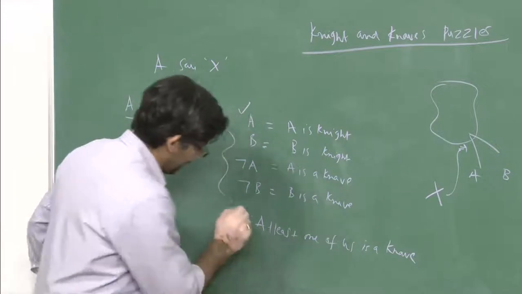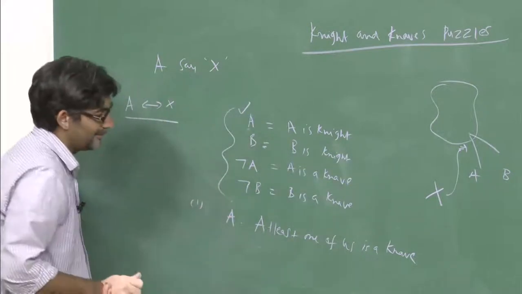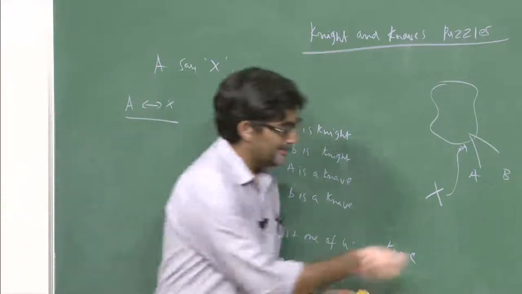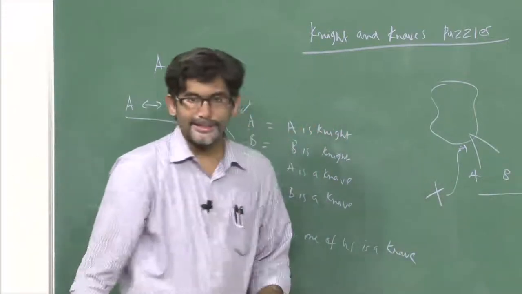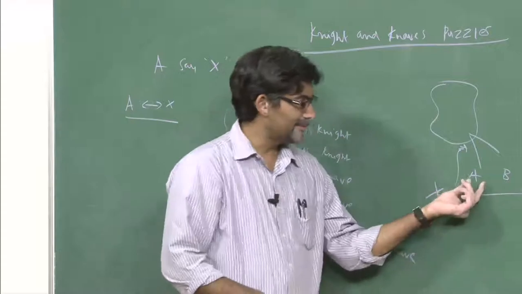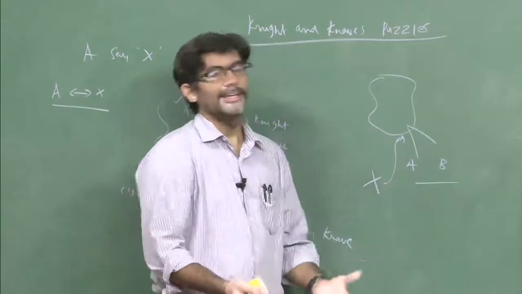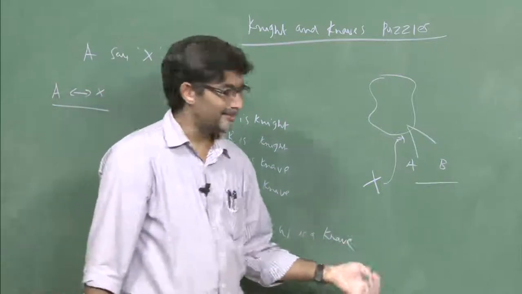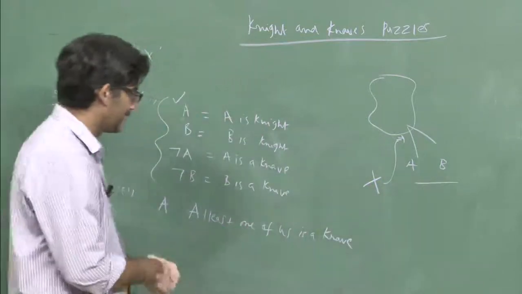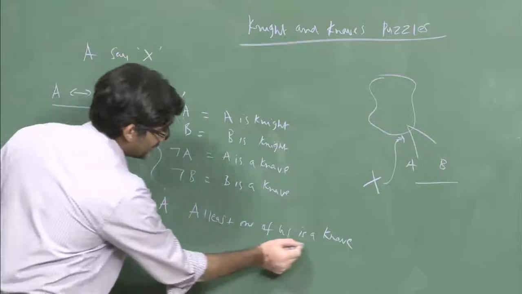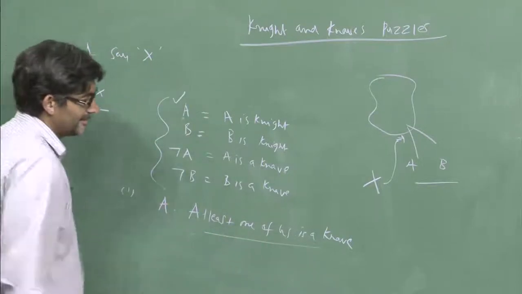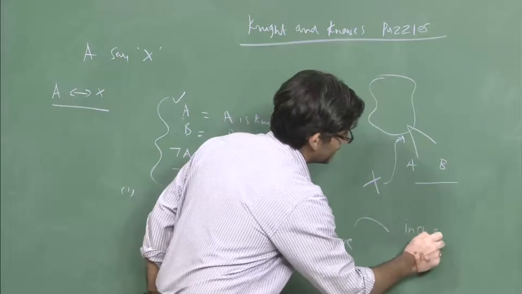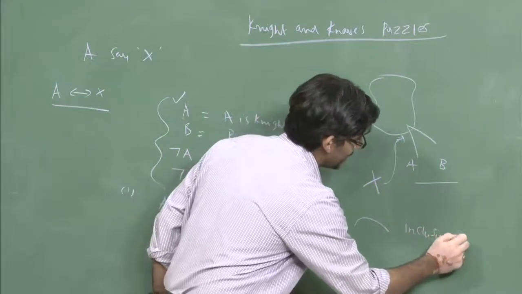So now the first problem that we will be solving is this. You went to an island and came across two inhabitants. Both are talking, and the first person A is saying that at least one of us is a knave. From that, what can you judge about A and B? Now this statement, at least one of us is a knave, is usually translated as an inclusive OR.